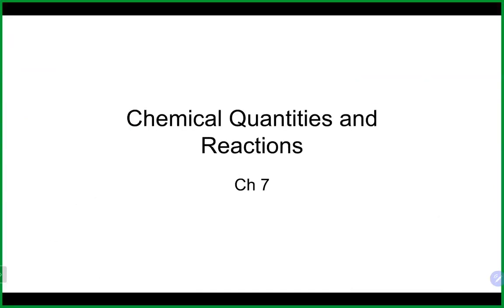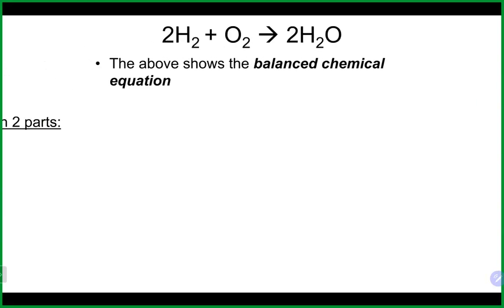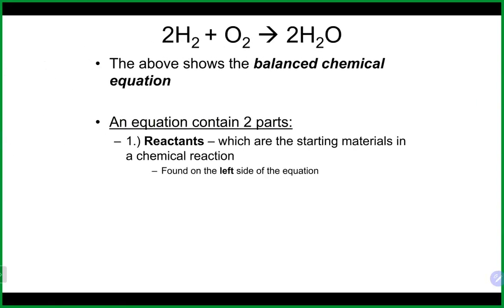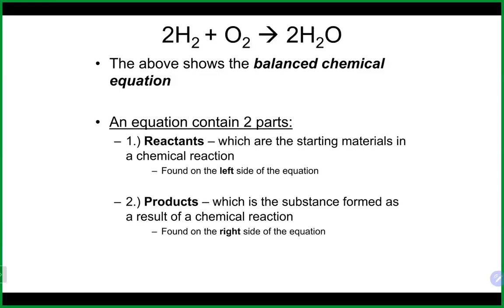Okay, so here in chapter 7, we're going to talk about chemical reactions. We're also going to talk about chemical quantities, which is calculations involving reactions as well. So we're going to start with actual chemical equations. And chemical equations are used to represent chemical reactions. And chemical reactions are a chemical change that occurs.